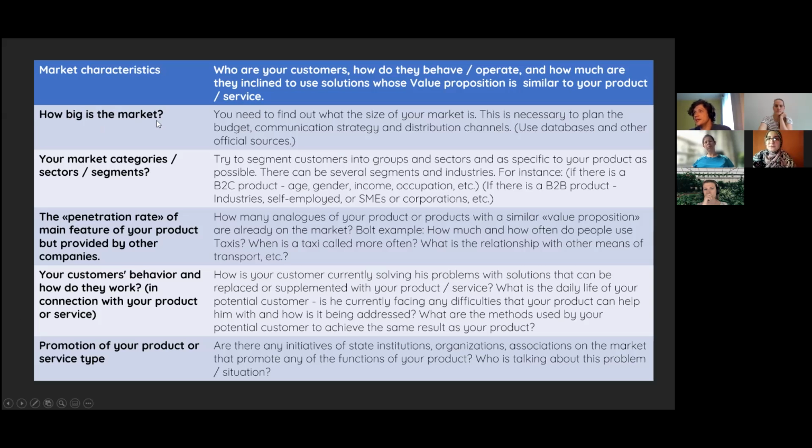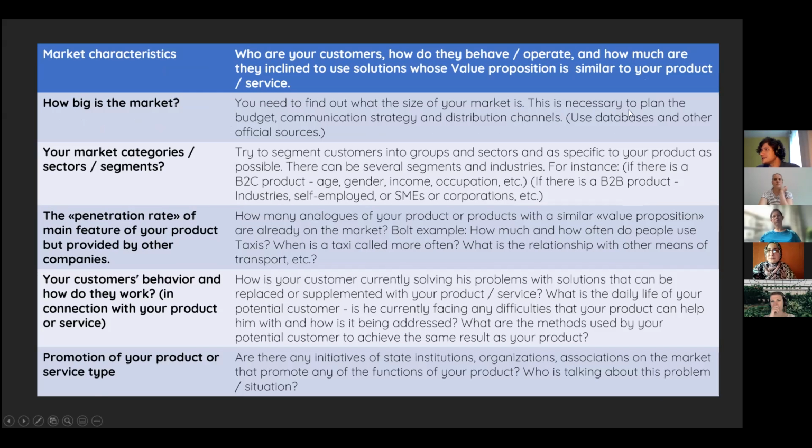The first data is how big the market is. You need to find out the size of your market, and this is necessary to plan the budget, communication strategy, and distribution channels. What I suggest here is to use official databases and other official sources. Usually official governmental databases are available in each country. In my case, in Latvia, we have data.gov.lv, a governmental data tool which allows you to see many different things.